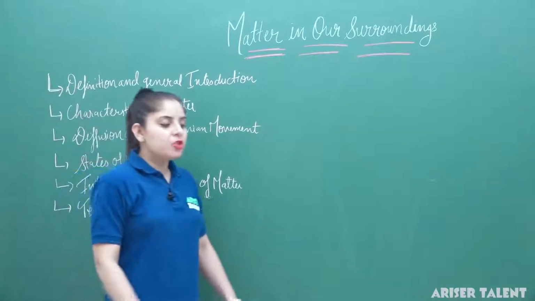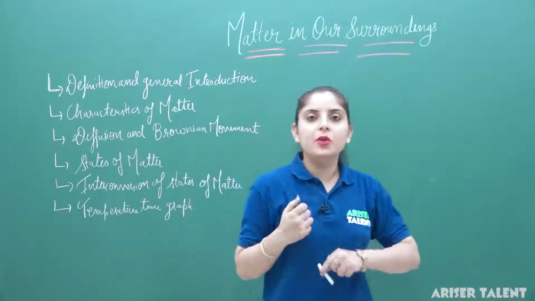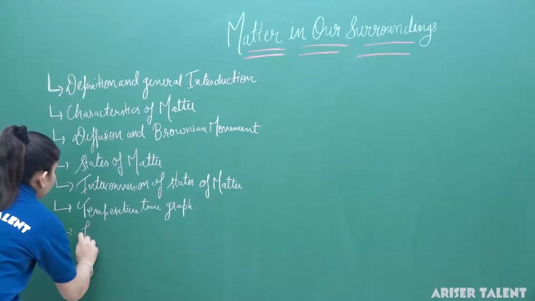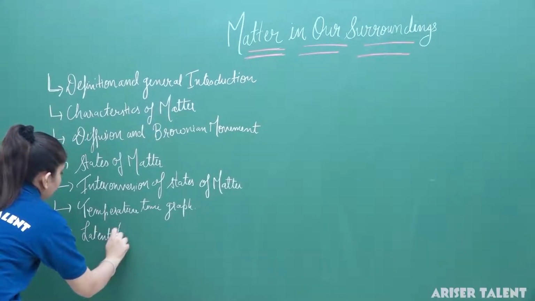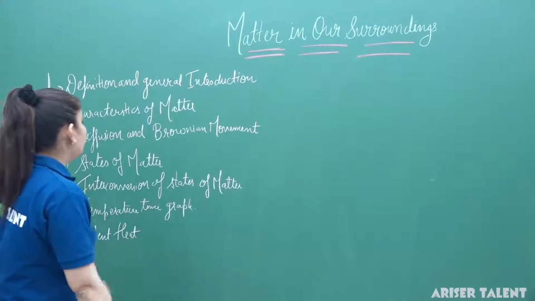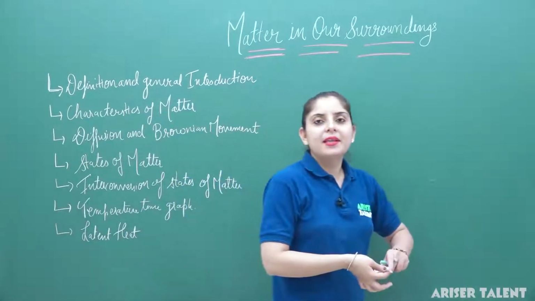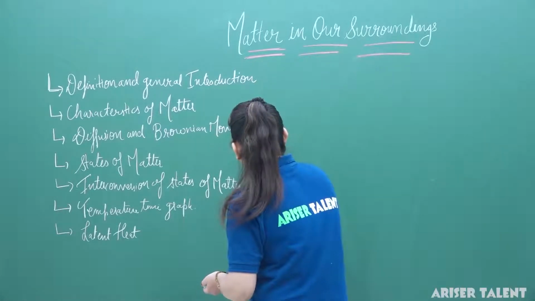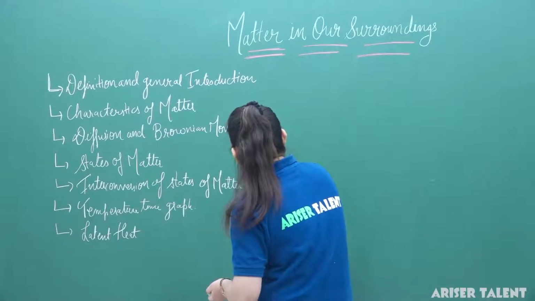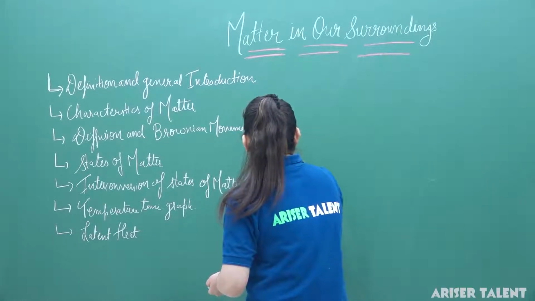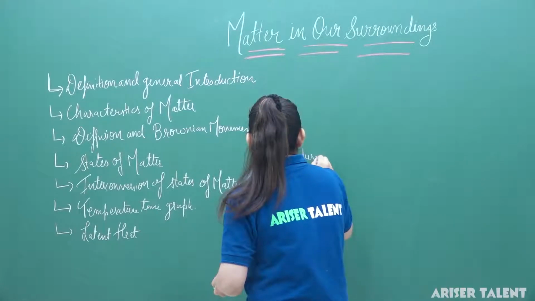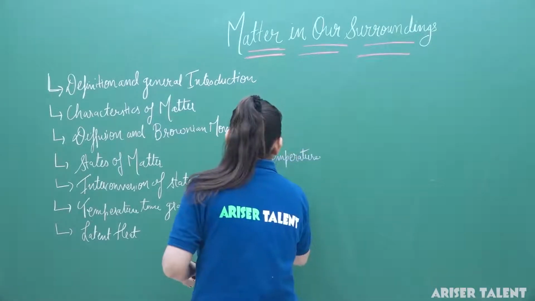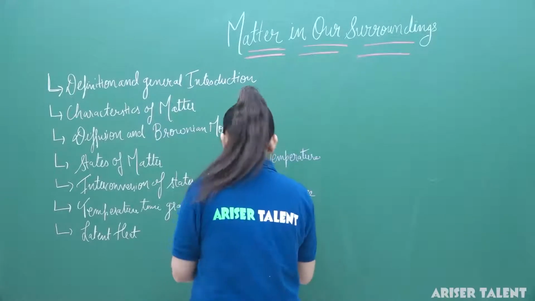In the process of interconversion of matter, we have also introduced a new term, that is latent heat. Now we have seen that interconversion of matter basically occurs under two conditions. Interconversion will take place when you change the temperature or when you apply pressure. It means you may either decrease or increase the temperature, or you may apply pressure. So these are the conditions for the interconversion of matter.